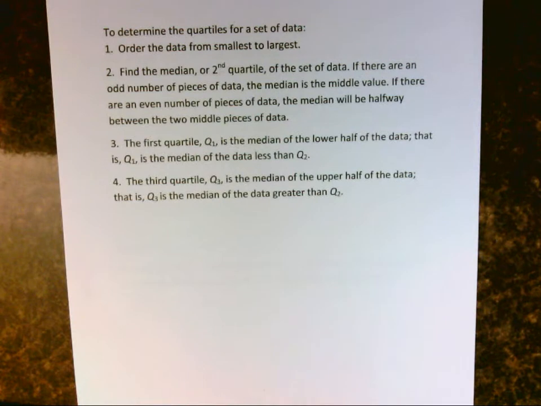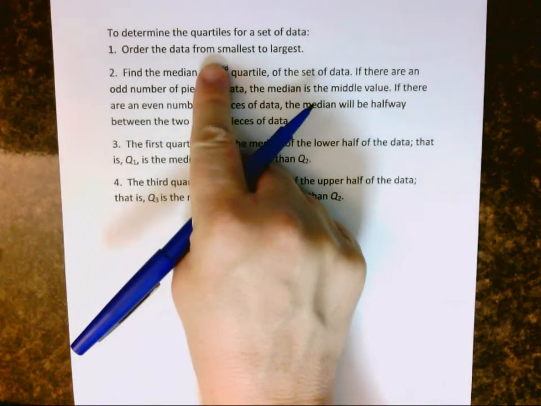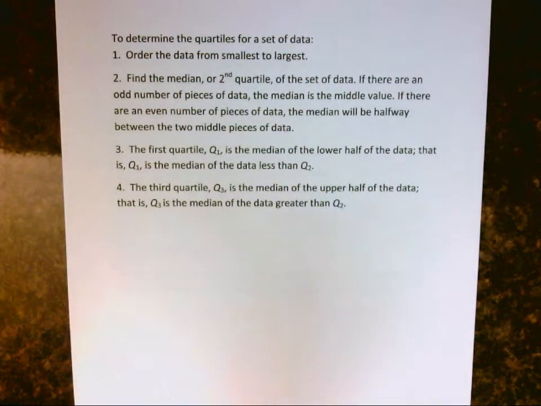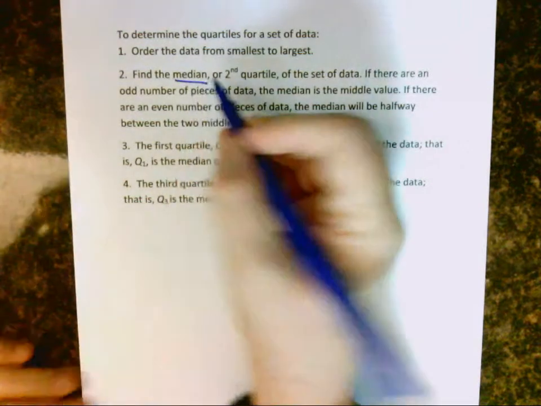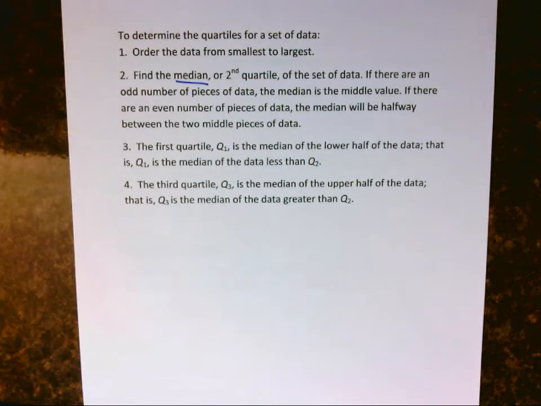To determine the quartiles for a set of data, order it from smallest to largest. So first you want to arrange your data from smallest to largest. Find the median, or the second quartile of the set of data. If there are an odd number of pieces of data, the median is the middle one. We talked about that earlier. If there are an even number of pieces of data, the median will be halfway between the two middle pieces. And we remember we averaged the two in the middle to get the median.